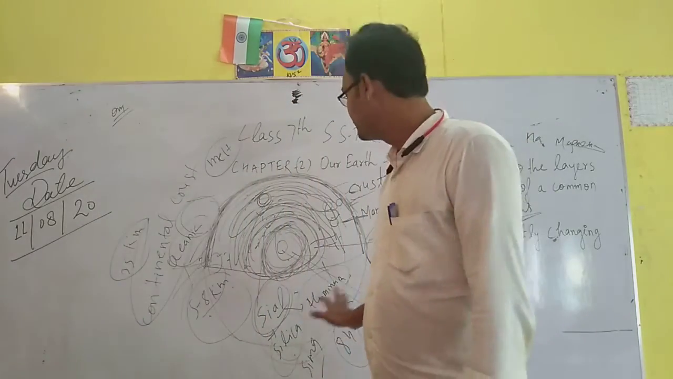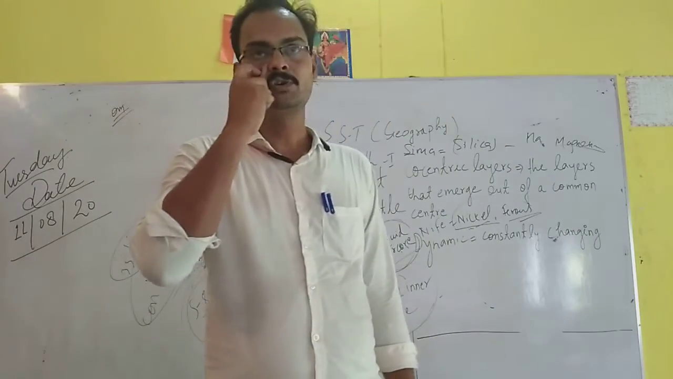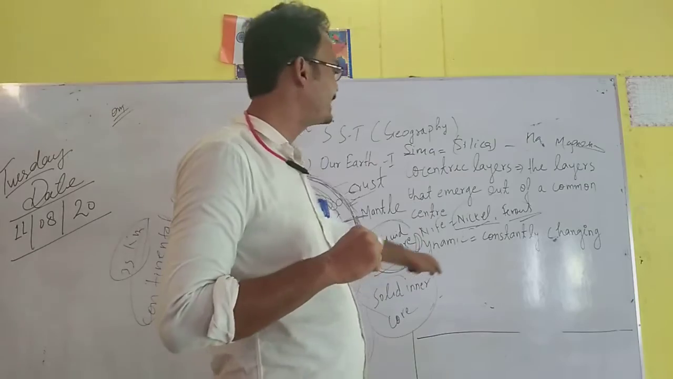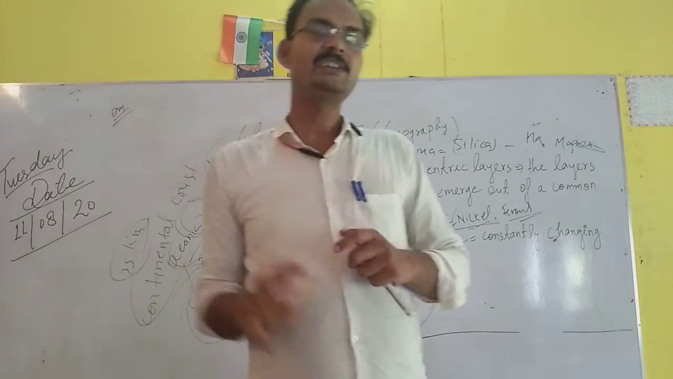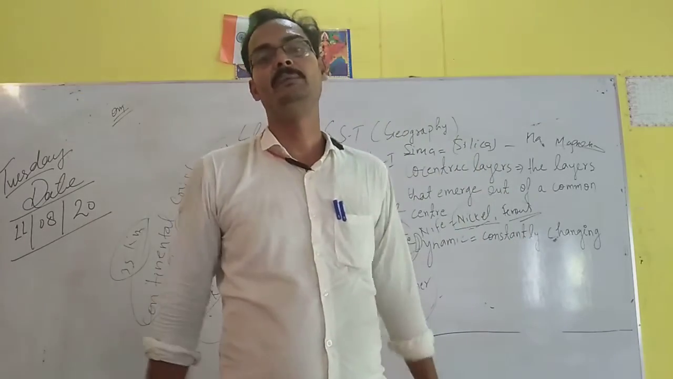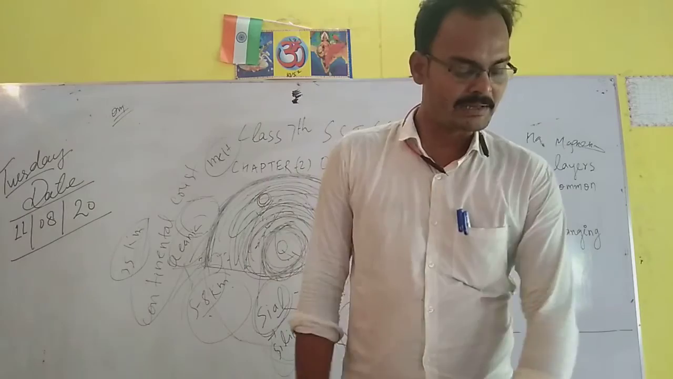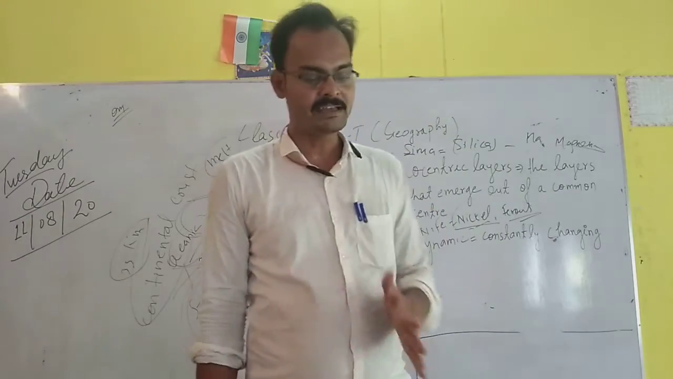So we can say our earth is a dynamic planet because of so many changes. If you look at the word meaning of dynamic, it is constantly changing. If there is continuous change, constantly changing, we can say it is dynamic. So our earth is a dynamic planet and some changes are constantly happening there.